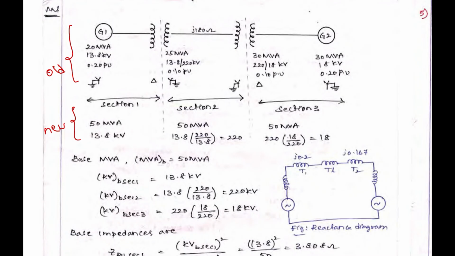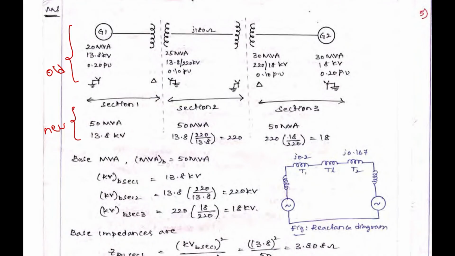In the second section, the transformer will never change the power. So the 50 MVA remains the same in all the 3 sections, whereas the voltage changes across the transformer. So the previous section voltage, that is 13.8, is multiplied by the turns ratio, that is 220 by 13.8, that is V2 by V1. So how do we calculate the base voltages in other sections? Previous section voltage multiplied by V2 by V1, equal to 220.